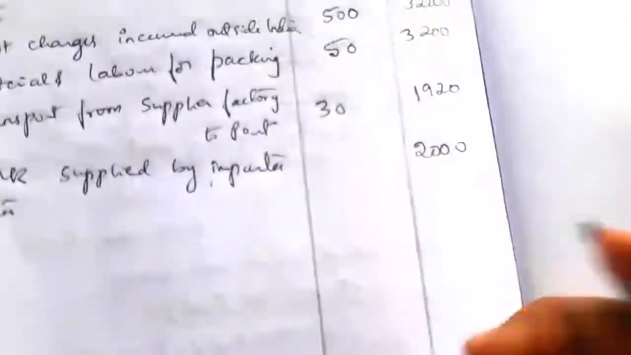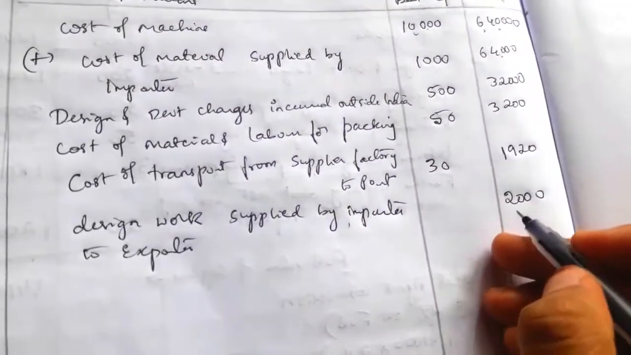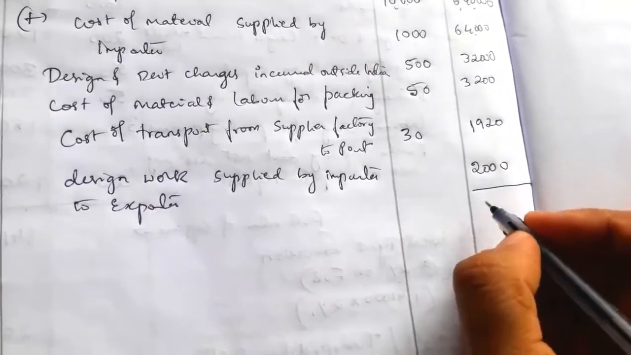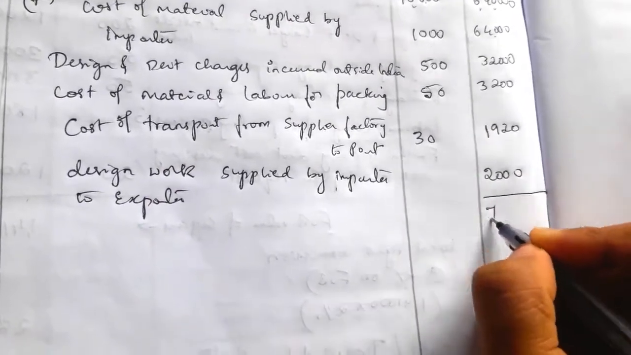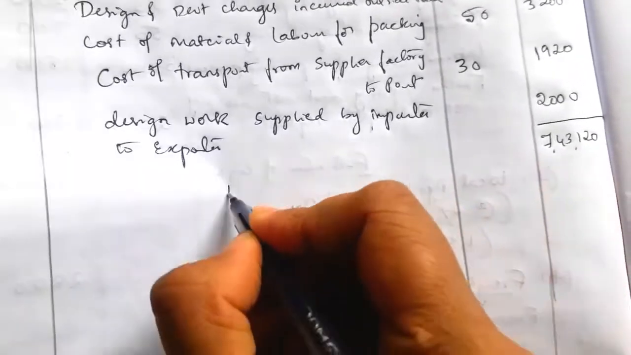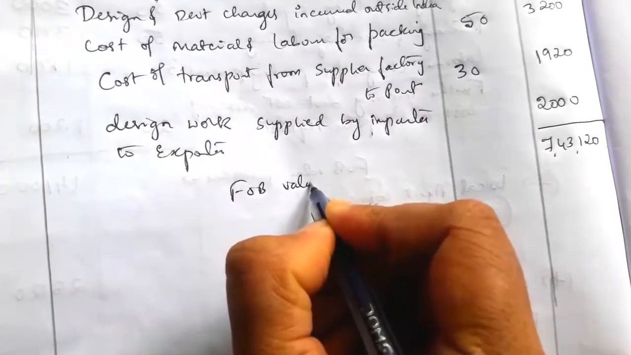Now we have to total this. There is no other information, so we total here. The total is equal to 7,43,120. That is nothing but the FOB value of the machine.